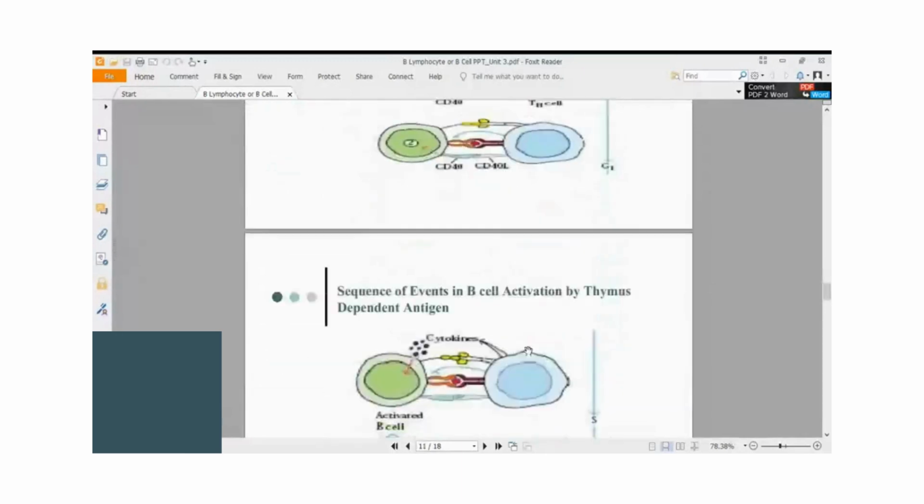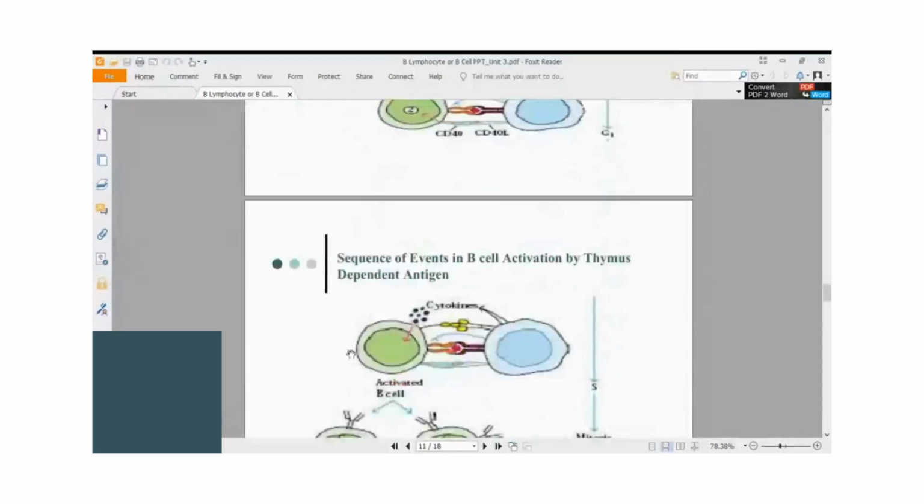Now next, what happens? See, by then, the B lymphocyte, because of the establishment of that synapse, will switch on the genes for expressing the receptors for the cytokines.